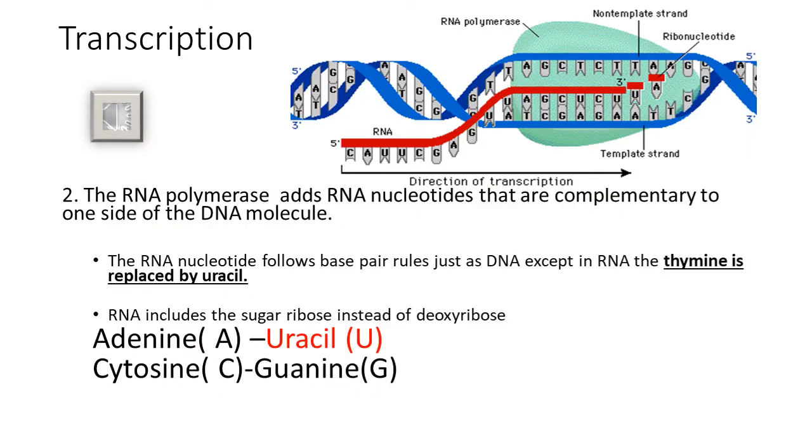The second step of transcription, after unwinding the DNA strand. You can see here in the picture, DNA strands are blue and the RNA that is formed is red. After the RNA polymerase binds to the promoter, it is going to move through the strand to add new nucleotides that are complementary to one side of the DNA molecule.